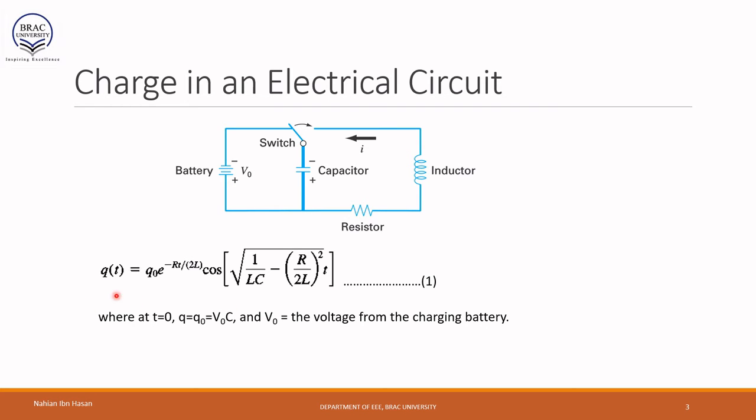This is a charge equation with respect to time. Q naught is the initial charge. That means at t equal to 0, initially the charge was Q naught. We can calculate that charge as V naught times C, where V naught is the voltage from the charge battery. That means right at the moment the switch changes its position, the capacitor has a voltage equal to V naught, the voltage of the source.